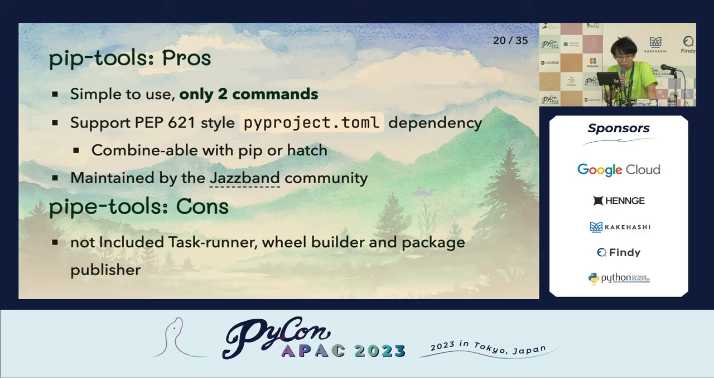And one more advantage is that it's maintained by just one community, the Jazzband community. I think governance by a community is very important, so it's not a single-author project, and not maintained by a committee. But needless to say, it does not include a task runner, virtualenv helper, and package publisher. So I recommend using it with Hatch, the next one.